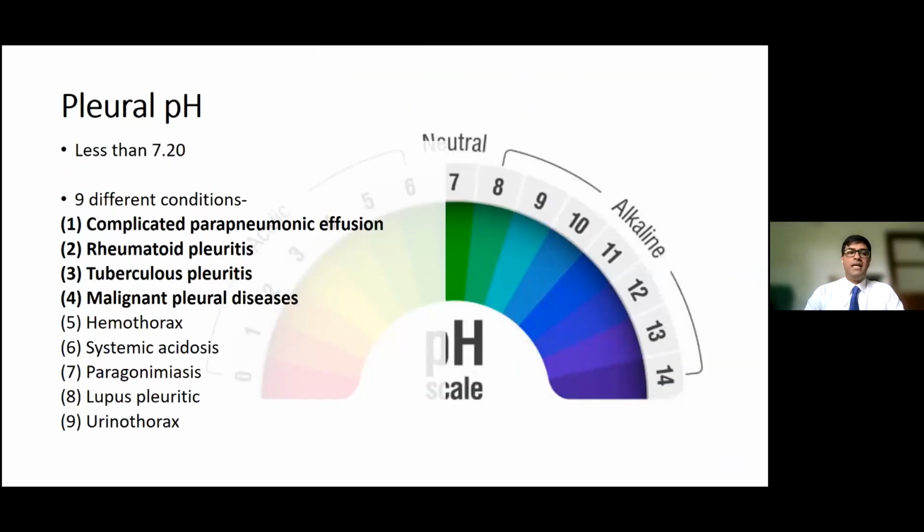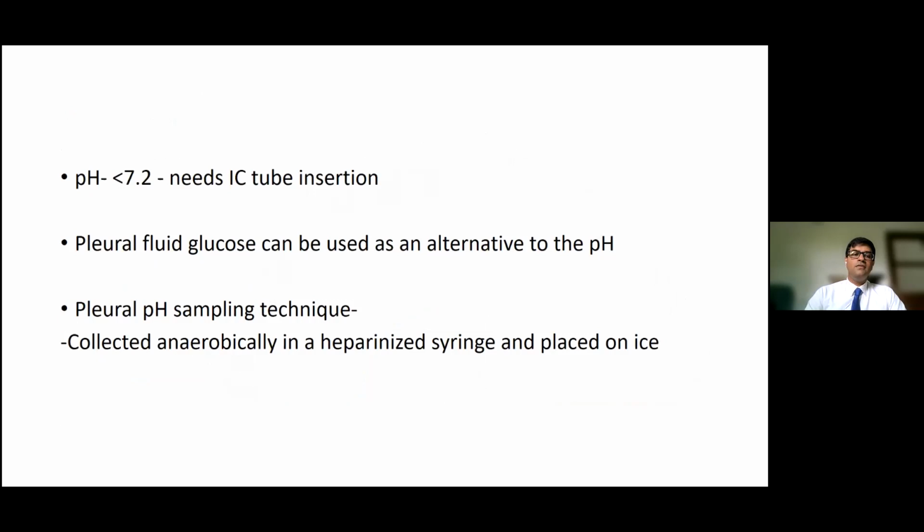The pleural fluid pH, if it is less than 7.2, it indicates 9 differential conditions, out of which complicated parapneumonic, rheumatoid, tuberculous, and malignant effusions predominate. If the pleural fluid pH is less than 7.2, it warrants an IC tube insertion.